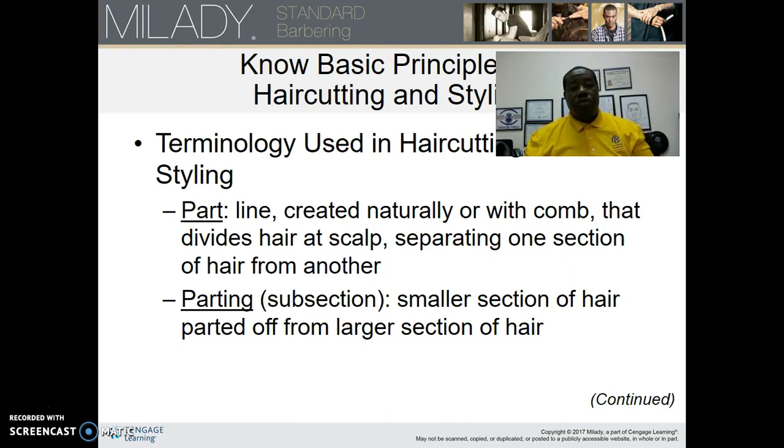You'll see this demonstrated not only when cutting the hair, but also when doing relaxer application, where you're pulling a subsection within a section. When you're doing hair coloring, you have to do the same. So you're going to see this word parting. Most people tend to use the word subsection, from my experience, but remember, it's really the same thing. Parting and subsection are the same exact thing. It just depends on the terminology your individual instructor uses, but it means the same thing.